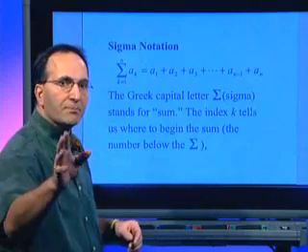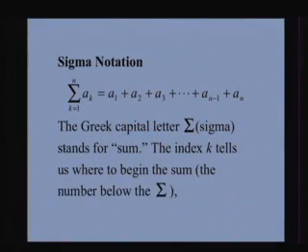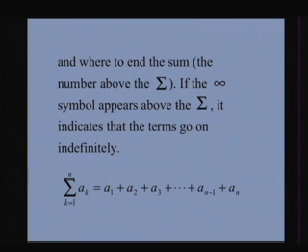But let's start by setting up some notation, sigma notation. The capital Greek letter sigma stands for the sum. The index k tells us where to begin the sum, and k, as you can see, is underneath the sigma. And where to end the sum, we find the number above sigma.